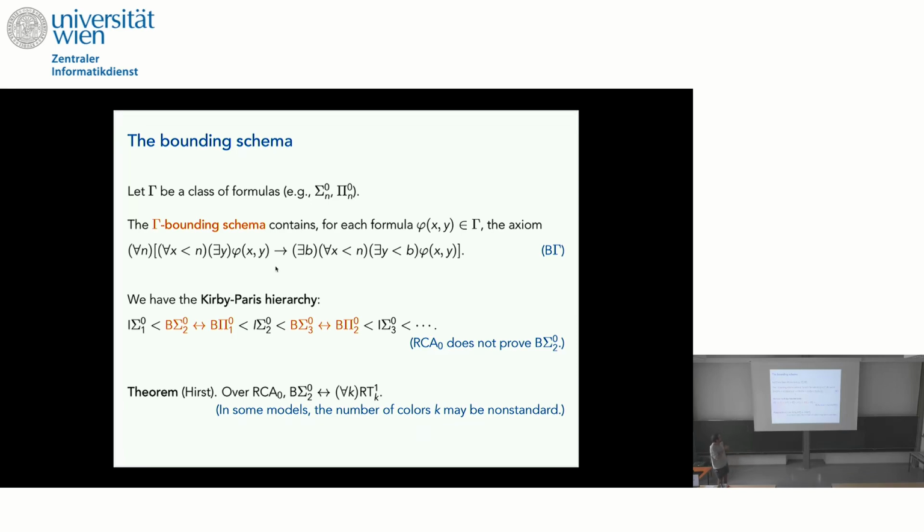So what does the induction schema say? Suppose we have a Gamma, a class of formulas, sigma 2, sigma 5, whatever. The Gamma bounding schema says the following. For each formula phi, we have an axiom that says, for every n, if each of the numbers x less than n has a witness, so that the formula holds of x and that witness, then we can bound all the witnesses for all those numbers less than n. For each number less than n there is something, so there are n many somethings, and I can put an upper bound on them. That seems like a very trivial thing to do, right?